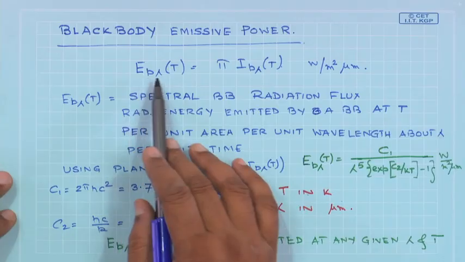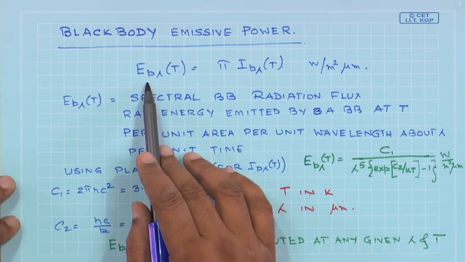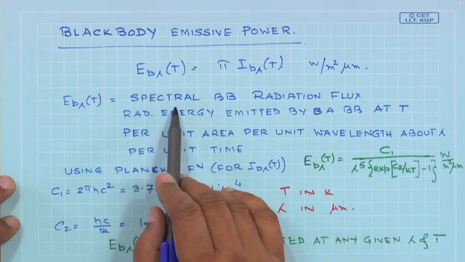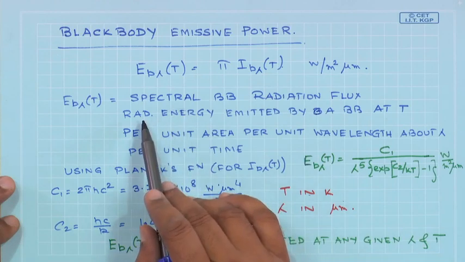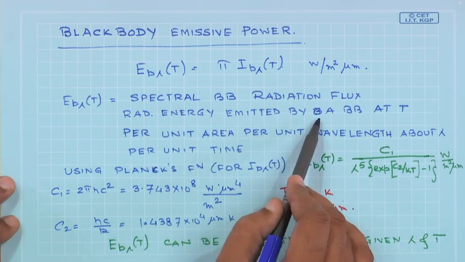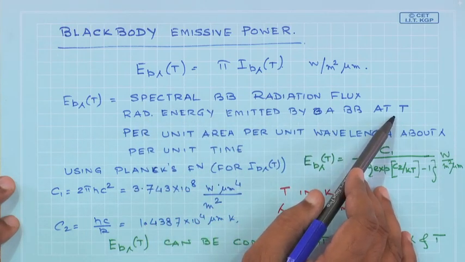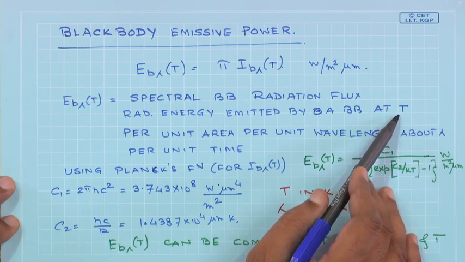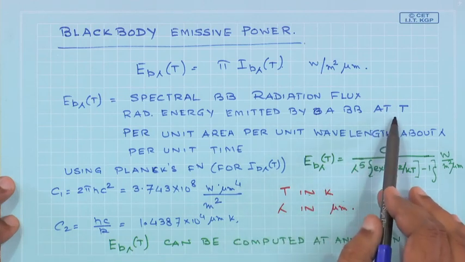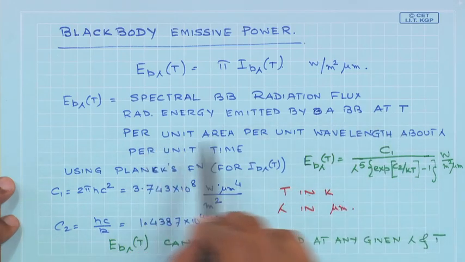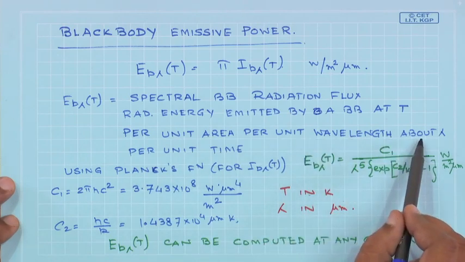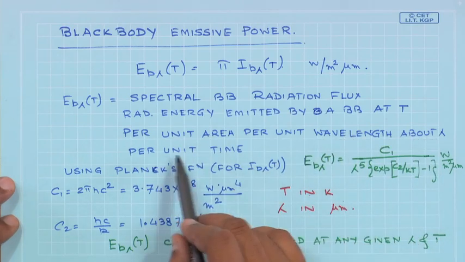So, the relation that we have obtained is the following, where E b lambda T is the spectral blackbody radiation flux, which is essentially the energy emitted by a blackbody at any given temperature T. We need to remember that this T, the temperature in radiation, always refers to the absolute temperature, per unit area, per unit wavelength, about that wavelength lambda, per unit time.